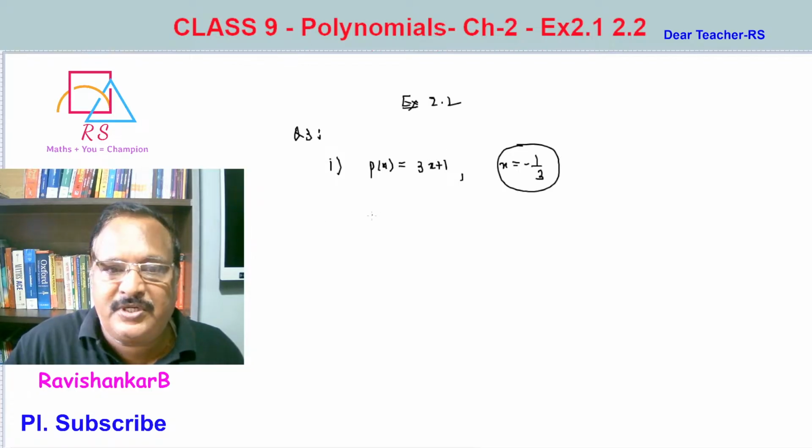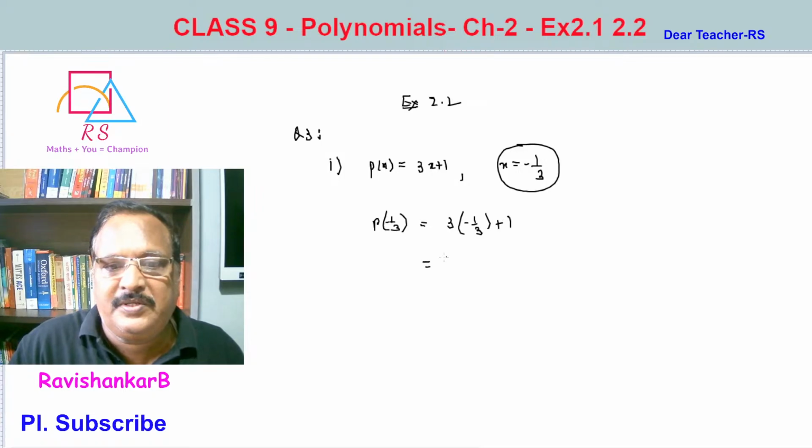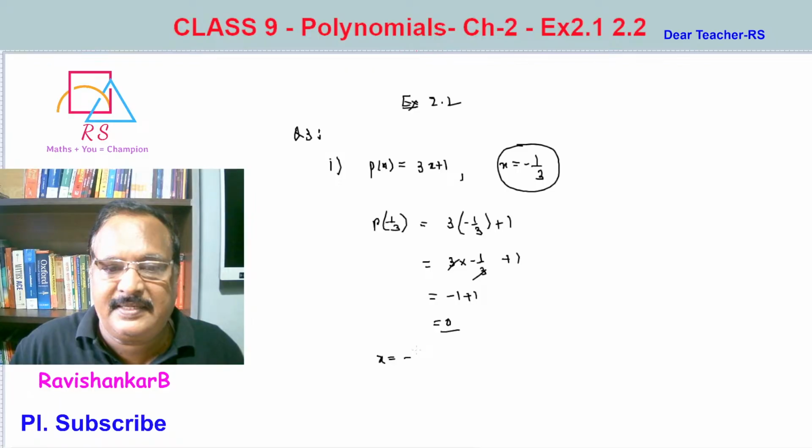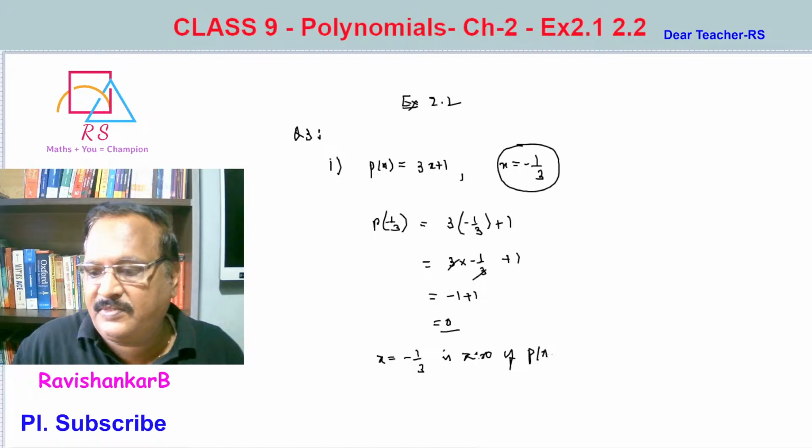So you should find the value of p of minus 1 upon 3. So 3 into minus 1 upon 3 plus 1. The 3 will get cancelled, so minus 1 plus 1, which is equal to 0. So now we got the value 0. Therefore x is equal to minus 1 by 3 is the zero of p of x. This is how you have to do.